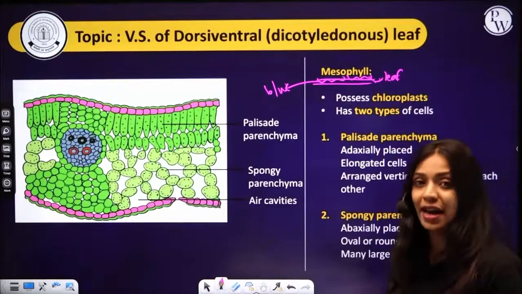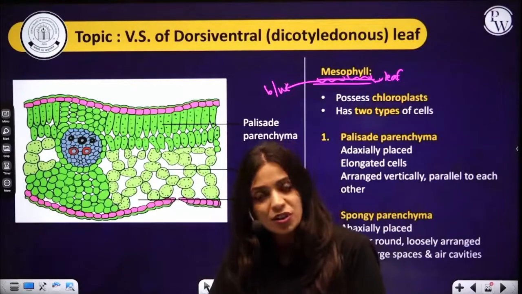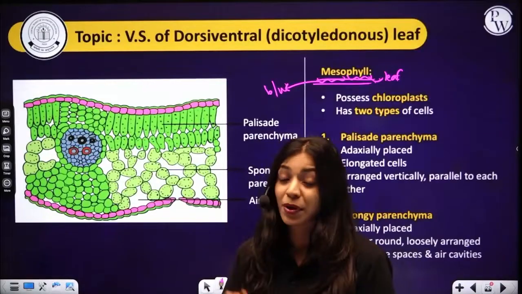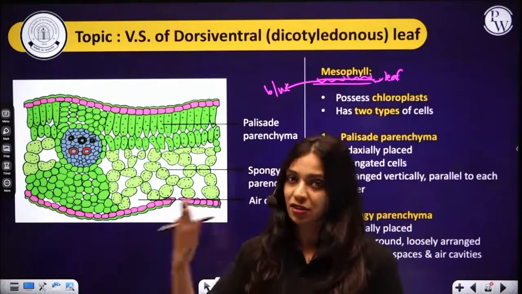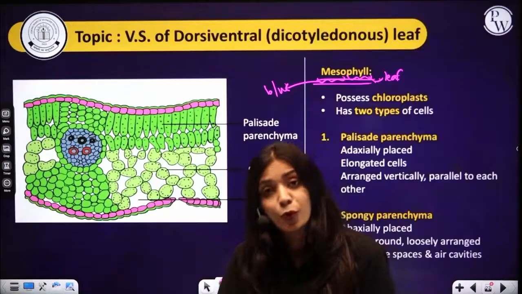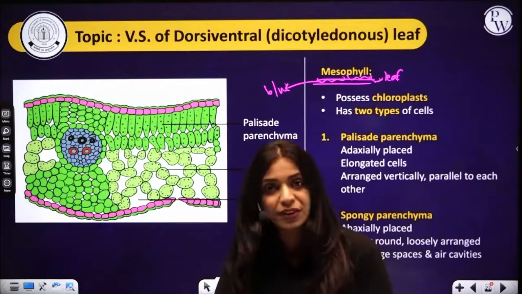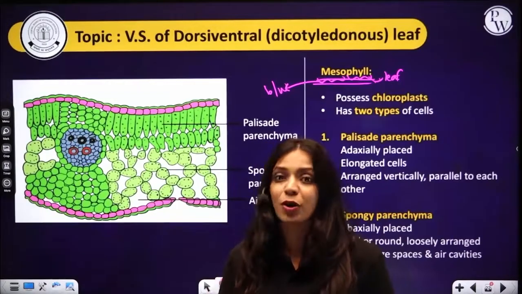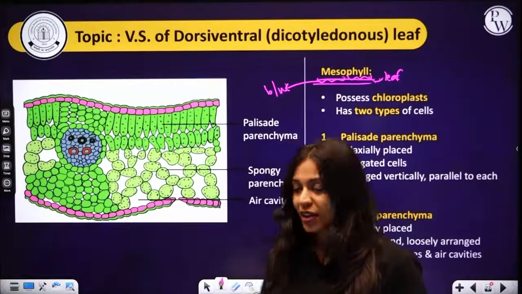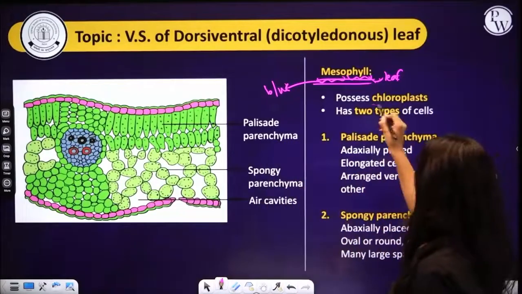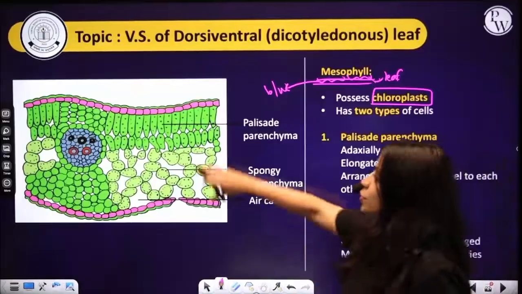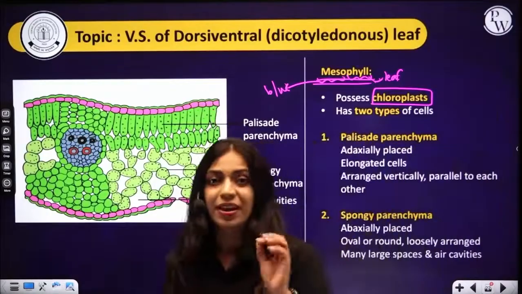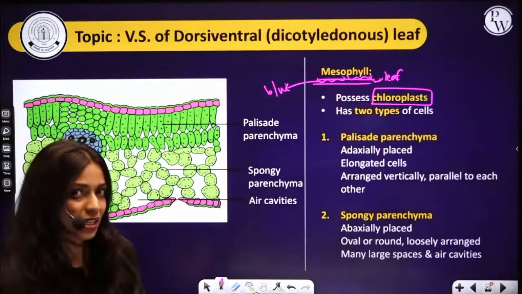Because the leaf is the site of photosynthesis, pigments are required. Pigments are present in the thylakoids, present in the chloroplast. So wherever photosynthesis needs to occur, the cells should have a large amount of chloroplast in them. Okay, so these mesophyll cells have a lot of chloroplasts in them. So within the mesophyll itself, in dicot leaves, you can find two types of cells.